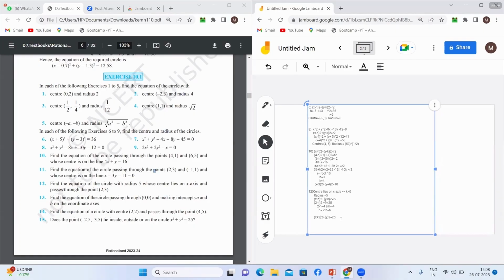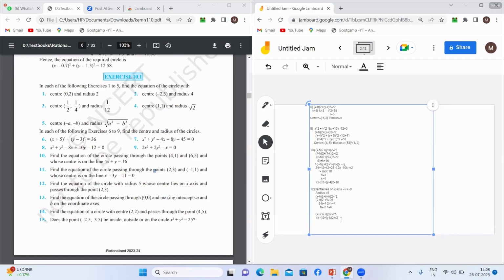And what is our second equation? Our second equation is the same equation, just we have to replace h with 6. And k we already found to be 0, so we make k 0, and r square is 25. So in this case we get two equations. Okay, so if I circle this, this is my answer.